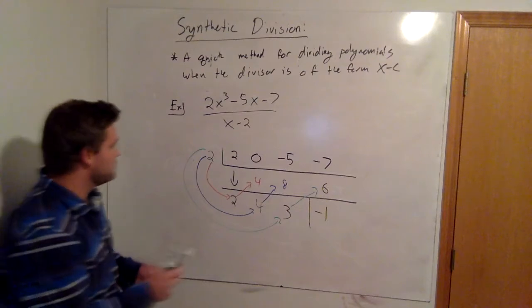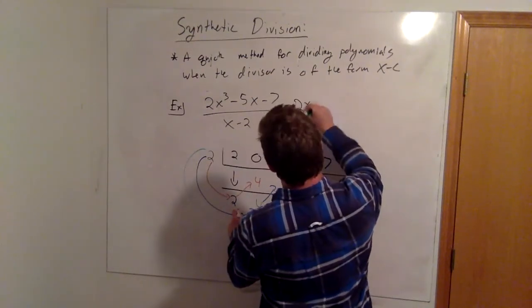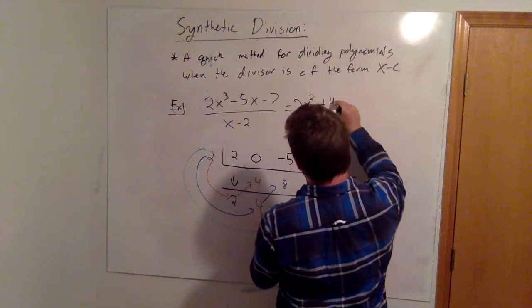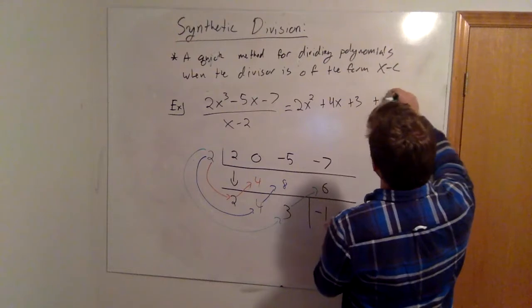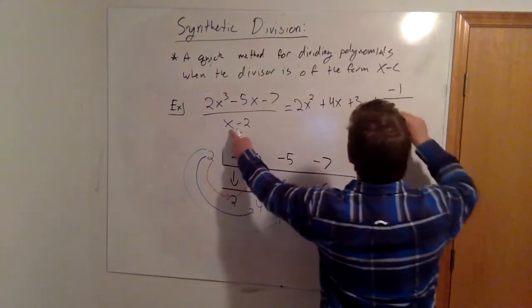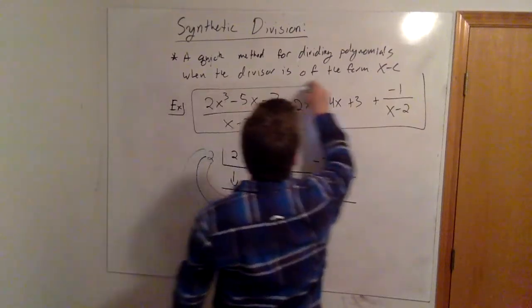Okay, so what is the result? The result is going to be 2x squared plus 4x plus 3. Our remainder is negative 1, so plus negative 1 all over our divisor, x minus 2, and we're done. Just like that.